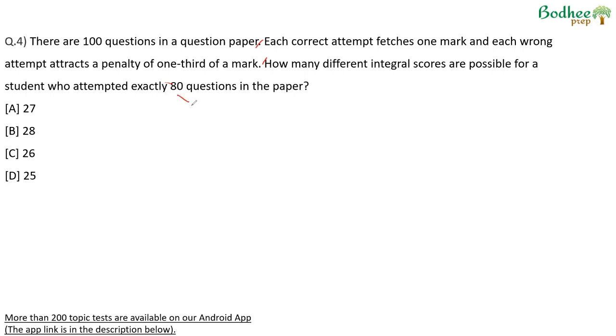Now, if W questions were wrong, correct answers will be 80 minus W. So the score will be 80 minus W plus 1/3 of W. This has to be integral. Since this is an integer, this will be negative. This has to be an integer as well. And therefore W has to be divisible by 3.